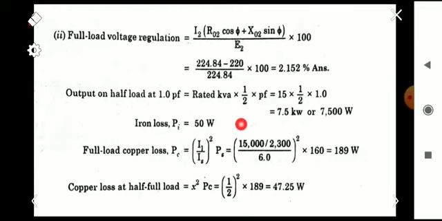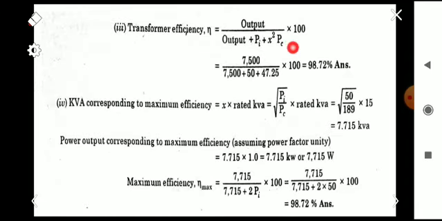And the iron loss, we know that it is constant whatever the load may be. So Pi is taken as 50 watt. Okay, it is actually obtained from the open circuit test. And the full load copper loss, we can find the full load copper loss. That is here the Pc is the full load copper loss.